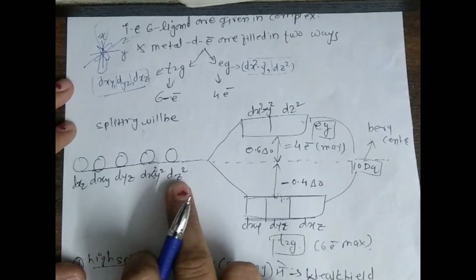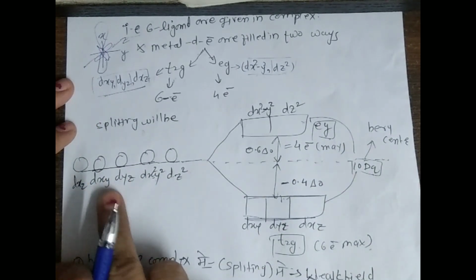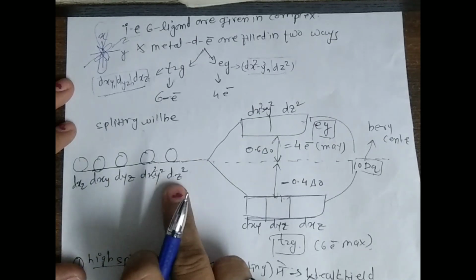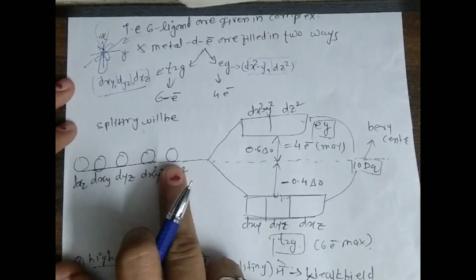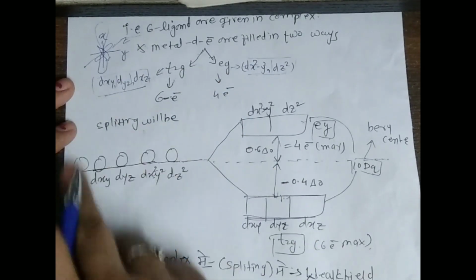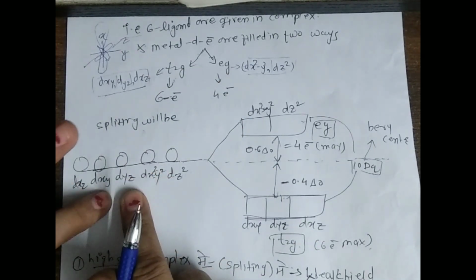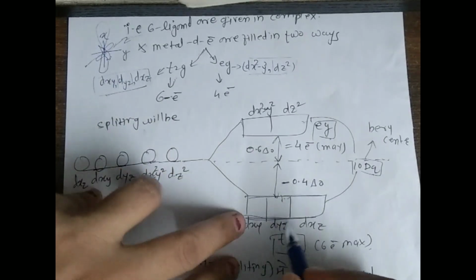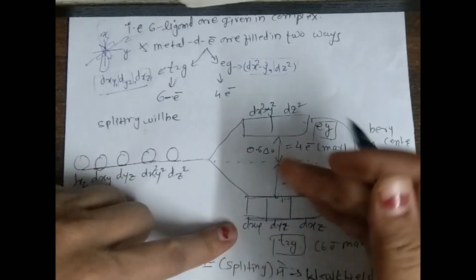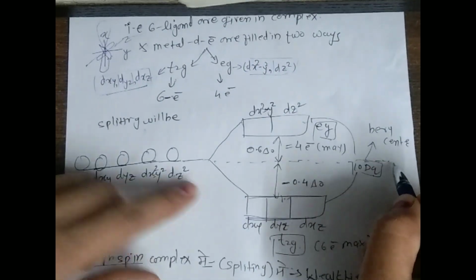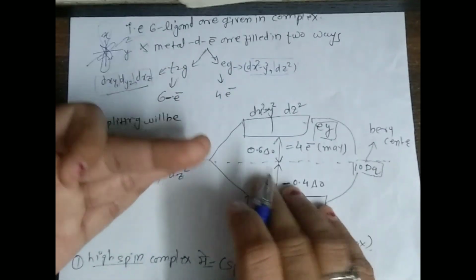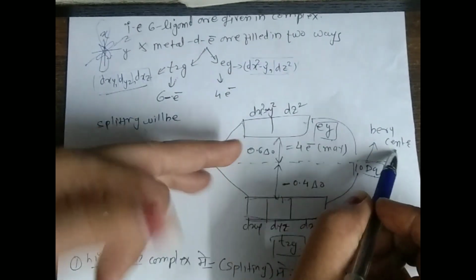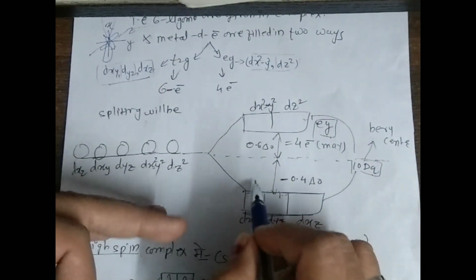In this representation, dxz, dxy, dyz, dx square minus y square and dz square, these 5 orbitals of the metal, that is T2g plus Eg sets, are given, and the splitting of the orbitals happens like this. The T2g orbitals are below the barycenter, and the Eg set of orbitals is above the barycenter. This happens only in the case of octahedral complexes.